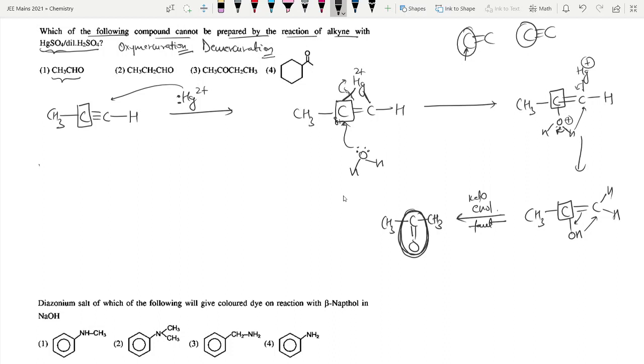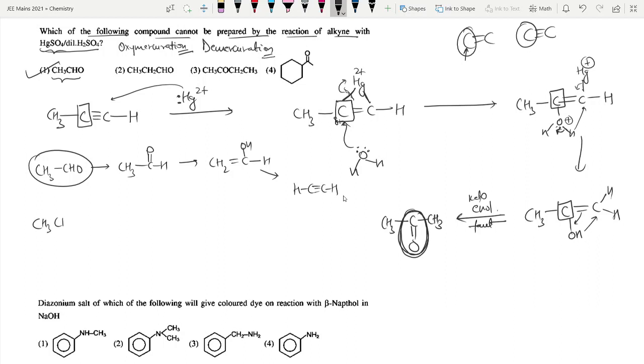So if we think of this CH3CHO, we will have to work backwards. So CH3CHO, you can think like this, and you can think of the enol form, go backward. So the enol form was this, and then you can go backward to understand the starting alkyne was this. So this thing can be prepared with this reaction. You can see this is the starting alkyne. Now let's see CH3CH2CHO.